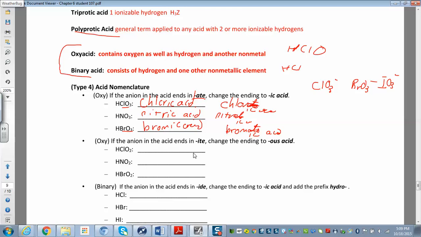If it ends in ite, you change the ending to ous acid. Again, it's going to be hydrogen with some polyatomic ion. Here's another series of polyatomic ions, so we can get more names. This is chlorate, ClO3-. And it turns out that chlorite, so you just change the ending to ite, you get rid of one oxygen. That's ClO2-. And then you can also get rid of another one, which is ClO-, and that's called hypochlorite.